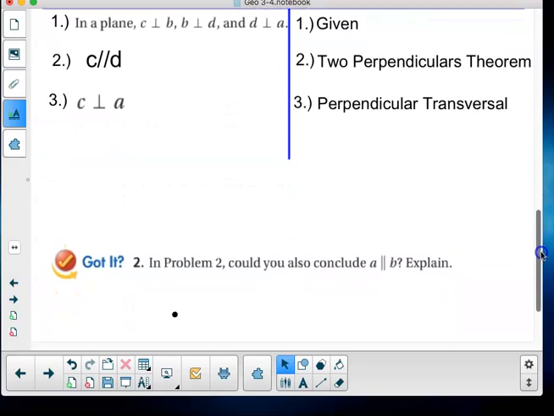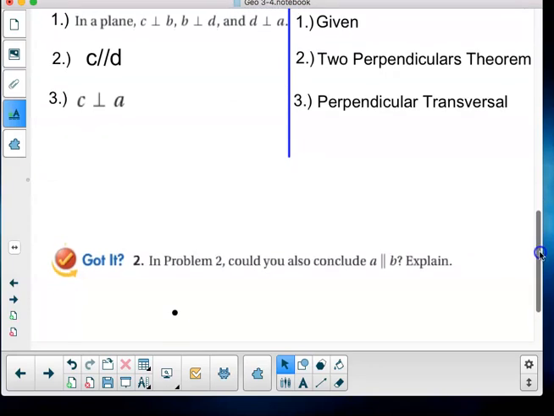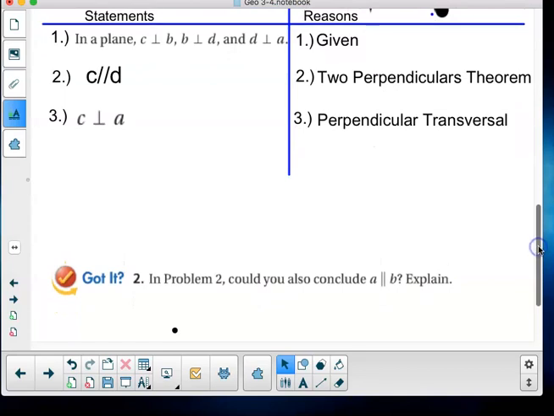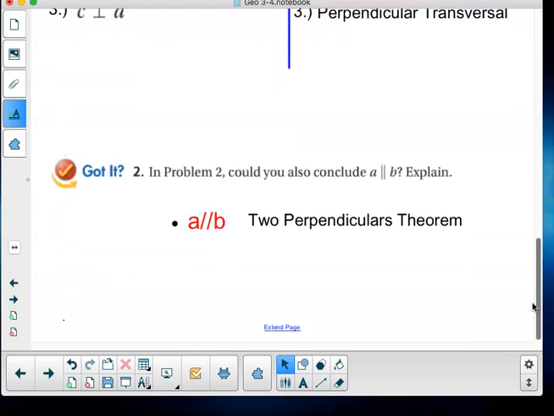In problem 2, could you also conclude A is parallel to B? Well, I totally could, because here I could prove that A is parallel to B because of the two perpendiculars theorem, from that given. So I know that, and that is totally cool. And we are moving on.